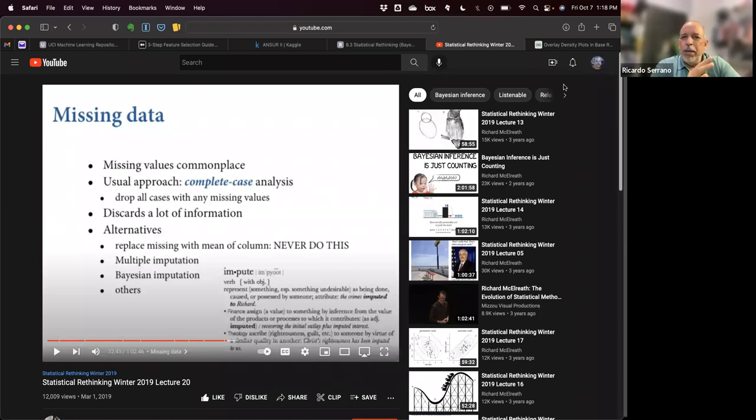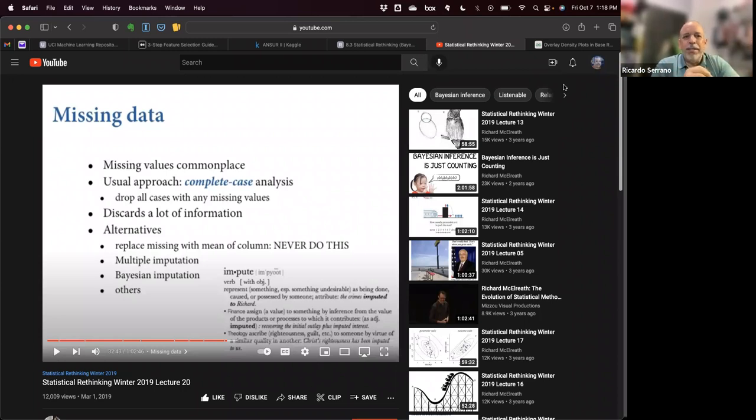Usual approach, complete case analysis. And this comes from R, right? There's a complete case function that subsets the data set with all the rows that don't have any missing values. In other words, you are deleting data there. In other words, drop all cases with any missing values. Okay. The problem with this is that if you are not following the MCAR mechanism, if the data set is not MCAR, you're introducing bias. And you are also discarding a lot of valuable information.